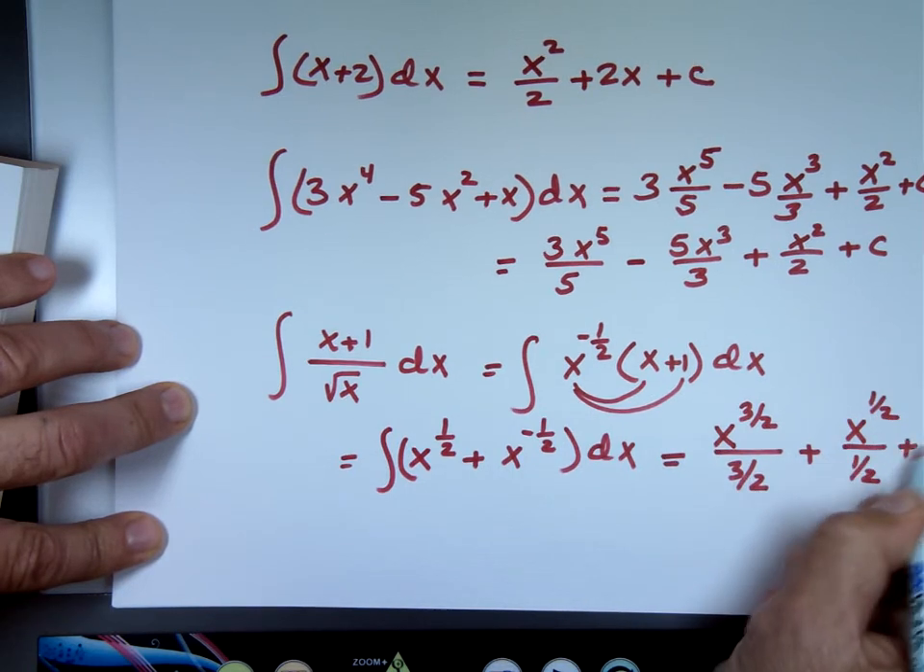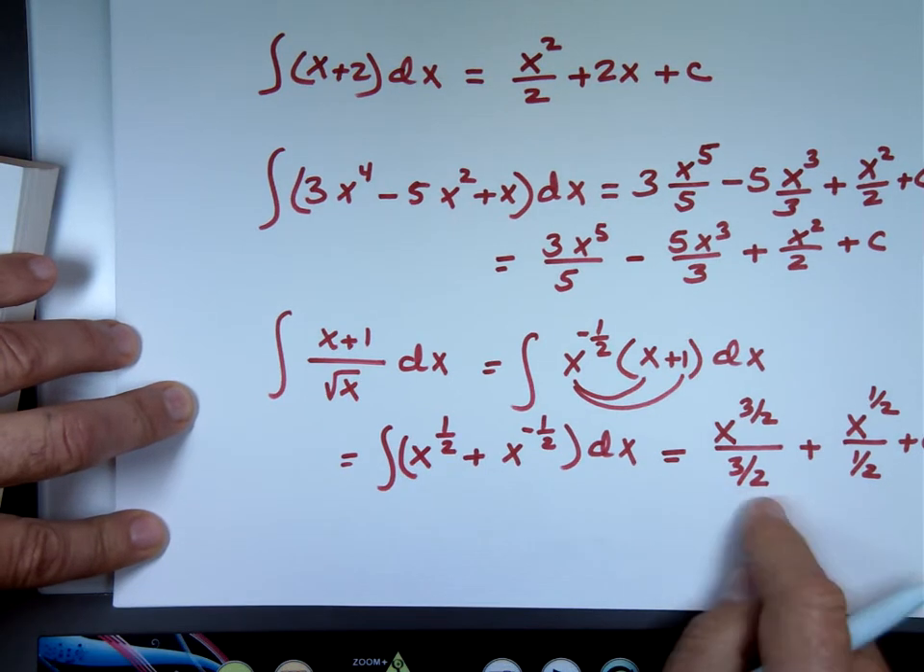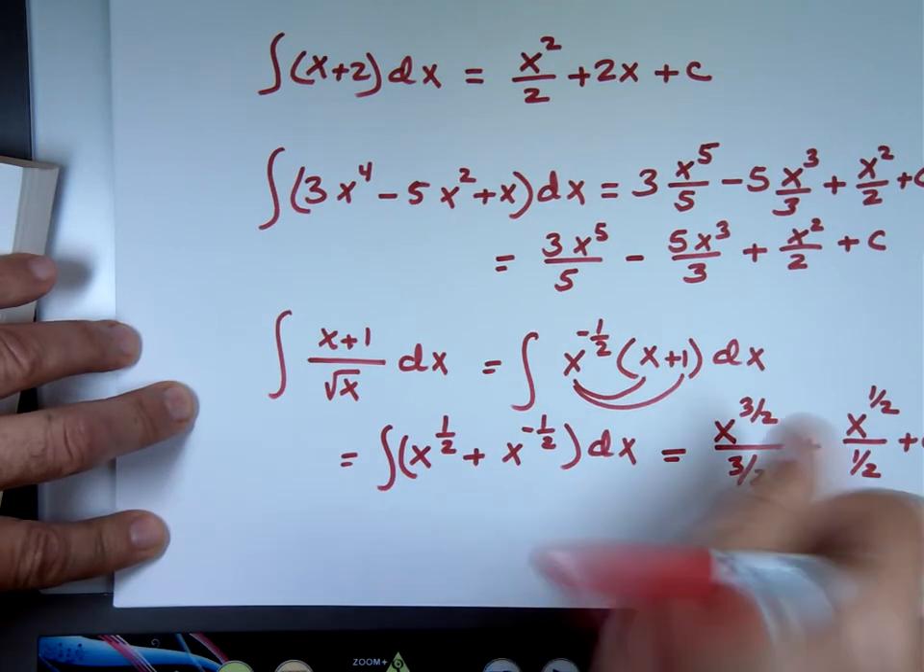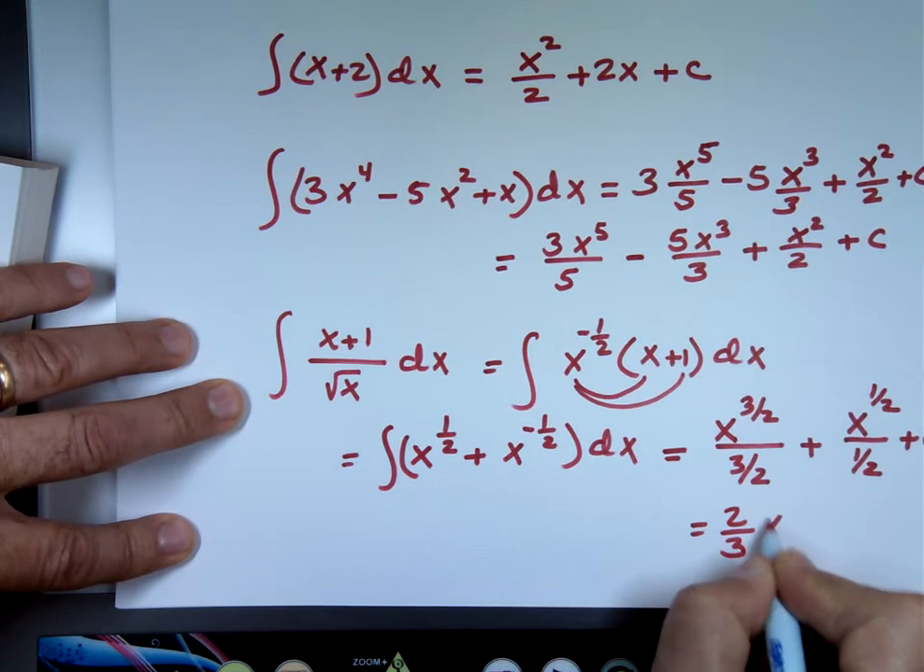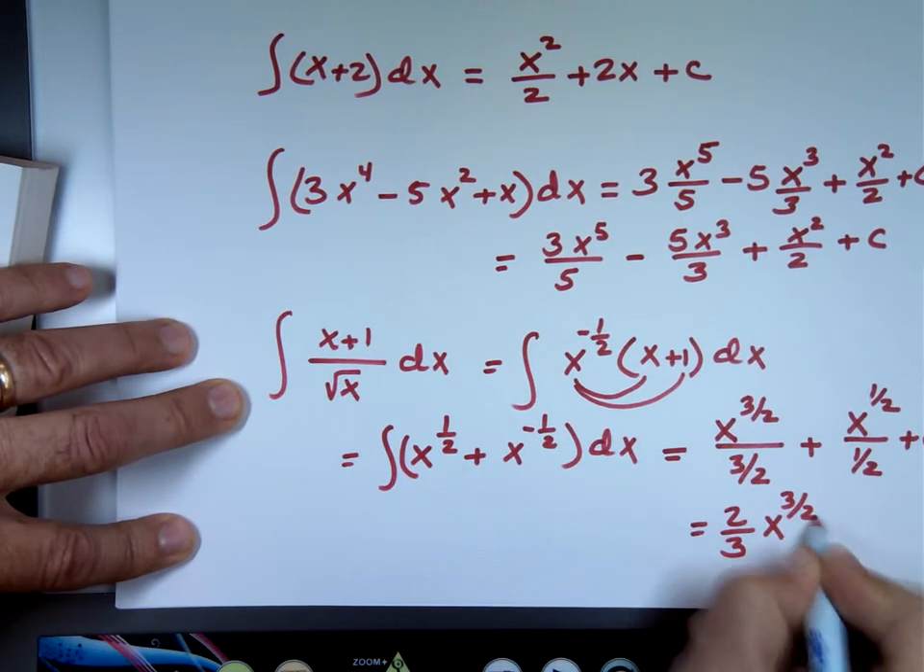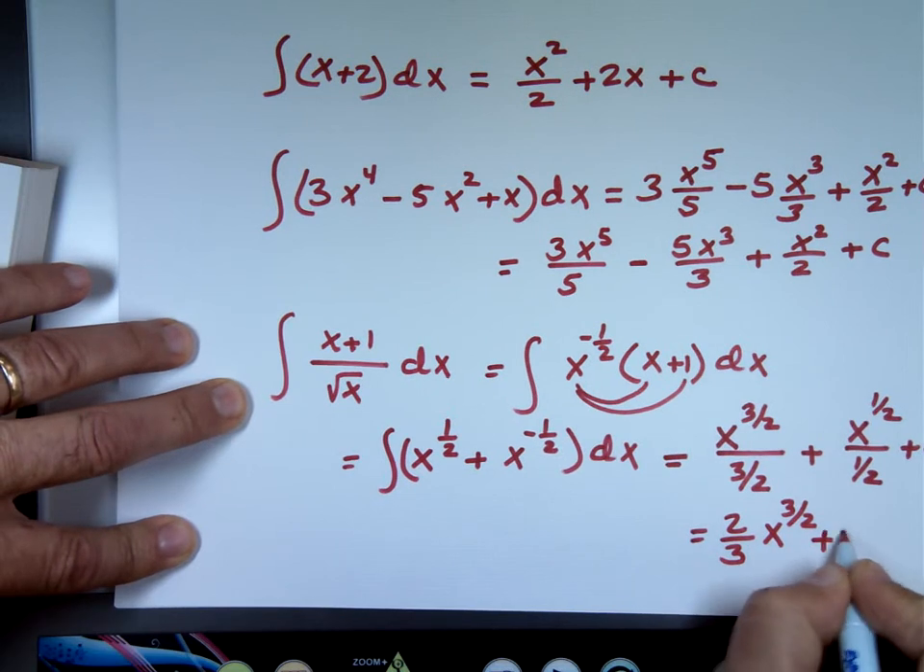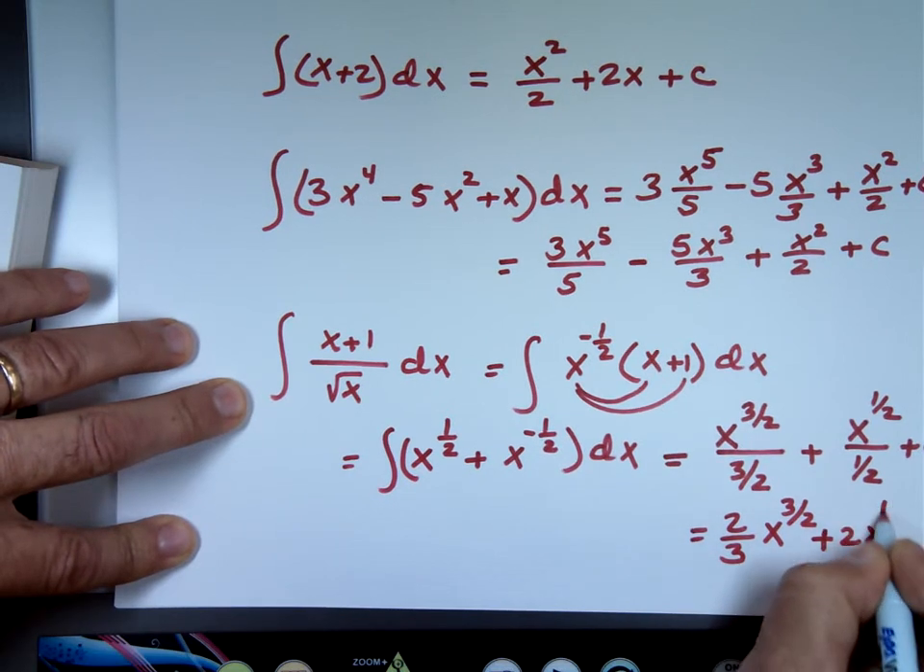This one probably, George, they're not going to leave it 3/2 and 1/2. They'll change it to 2/3 x to the 3/2 plus 2x to the 1/2. They'll leave it 1/2 probably, plus c.